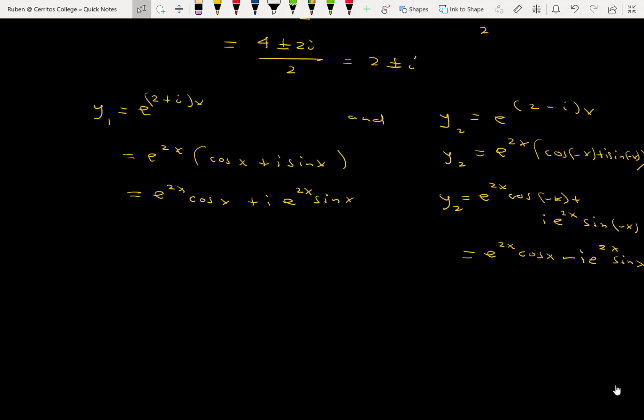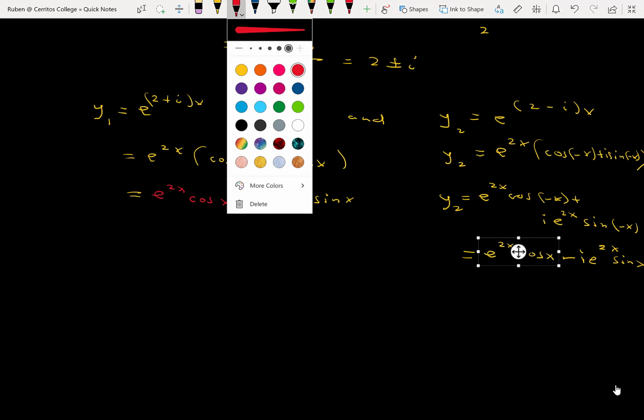But I want to look a little more carefully at them. Notice that in each of the solutions, we have the repetition of a couple of things. In y1, we have an e to the 2x cosine x, and in y2, we have the same e to the 2x cosine x.